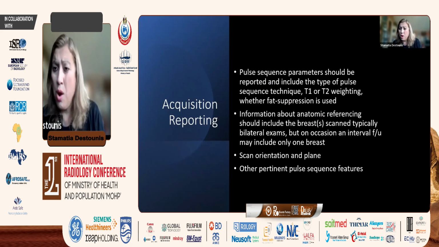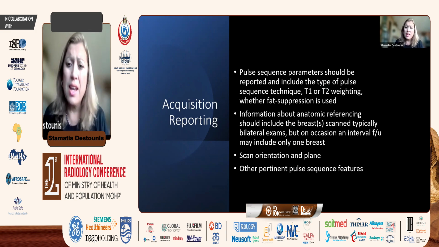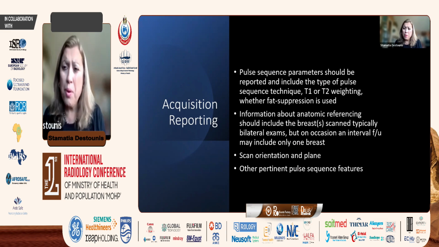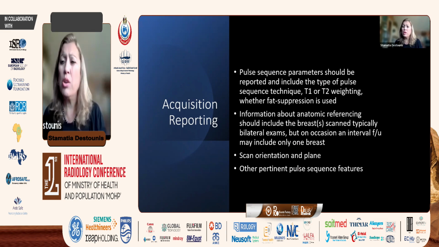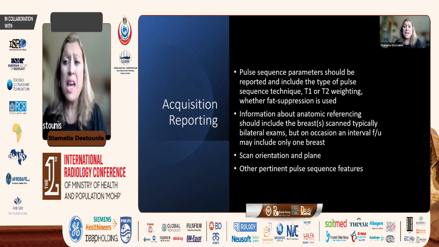Are we doing T1 or T2 water-based weighting images? Are we using fat suppression? Also, are we imaging both breasts? Some patients have had mastectomy, we're only imaging one breast, or we're doing interval follow-up after a benign finding or a prior MRI biopsy, and we only may do one breast, so we have to state that in our report. Typically, breast MRI is a bilateral contrast enhanced examination, but there are cases where it may not be. So the plane and scan orientation have to be listed, and any other pulse sequence features pertinent to the exam.